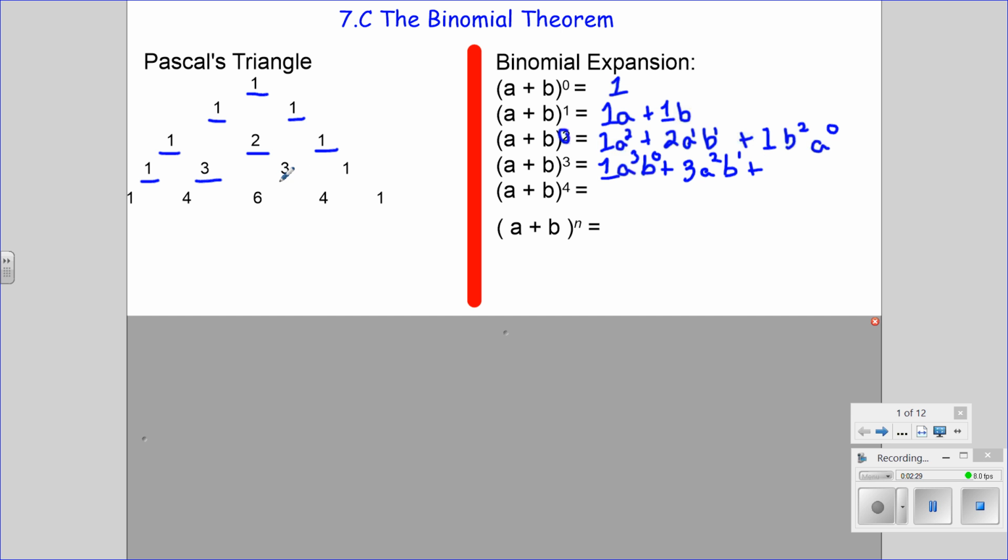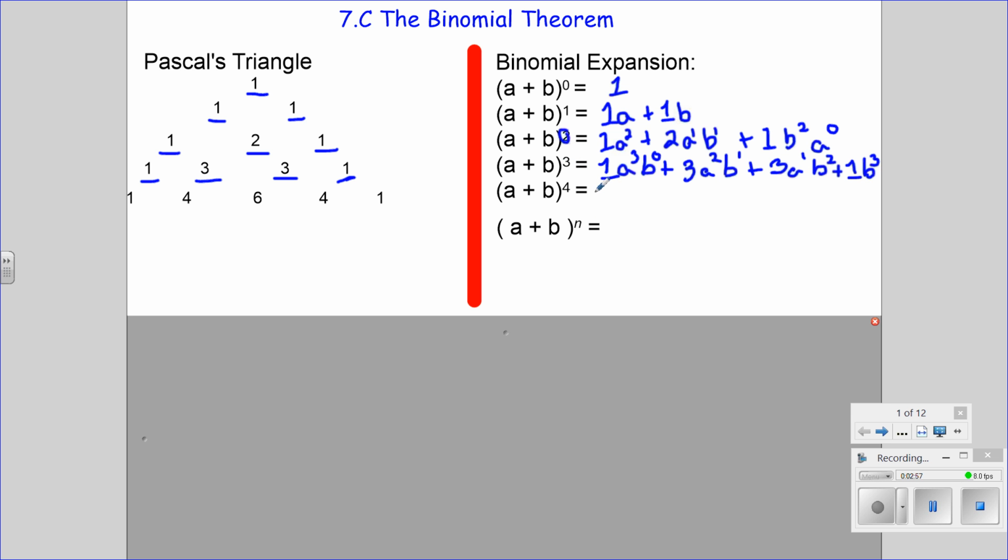Plus, now I have 3 as my coefficient again. So 3a to the first power because we continue to decrease our a, and our b raises to the second. And then last but not least, I should have 1 as my coefficient again. And a is now to the 0 power, so that's going to go away. And now my b is to the third.